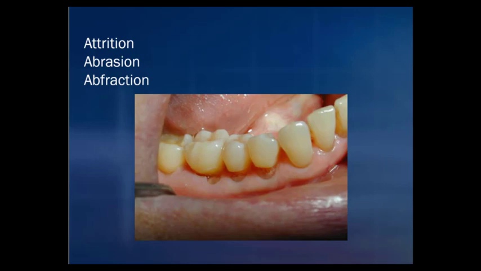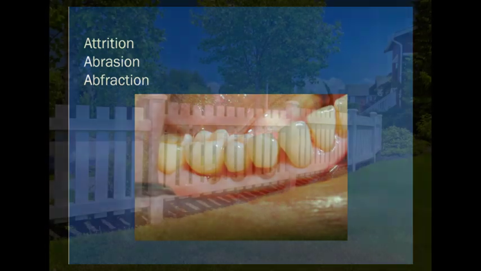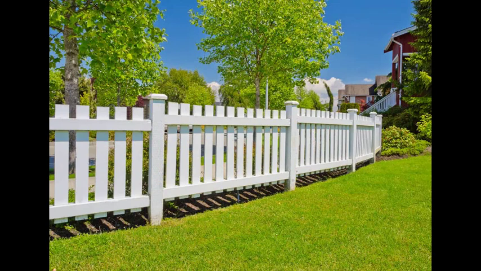Okay, next we have abfraction, and these are wedge-shaped deficits at the cervical third, particularly in the premolar area. The cause of this is microfractures of the tooth structure in areas of stress. To give another perspective, imagine a fence held up by fence posts, but there's too much stress on the fence, maybe as a result of excessive wind. Where will the fence post break? Well, it's going to break at the ground.